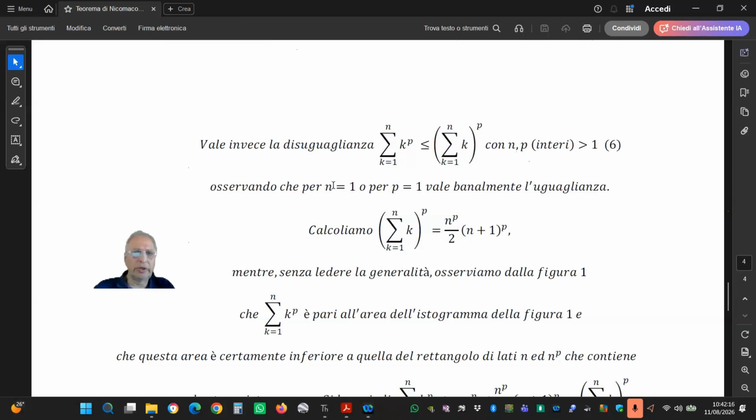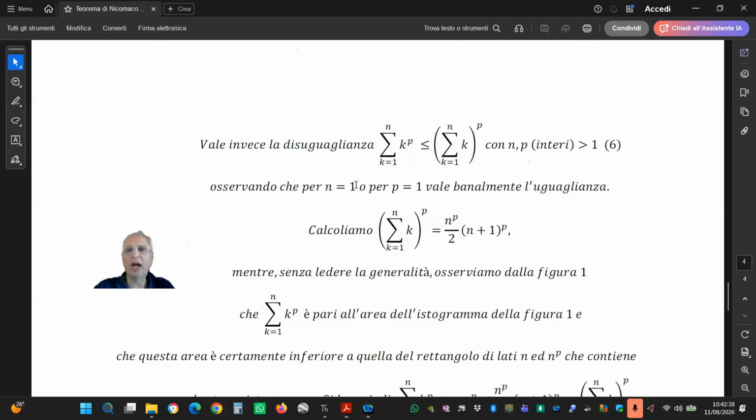Always keeping n and p as integers and greater than 1. Pay attention to this value, because later in the conclusion I will say something else. What happens if we substitute in this formula? We consider the simplest cases, n equals 1 or p equals 1. We see that the equality holds in that case.